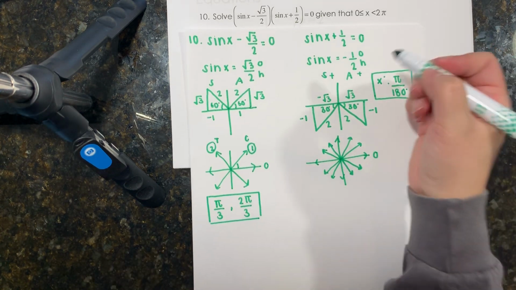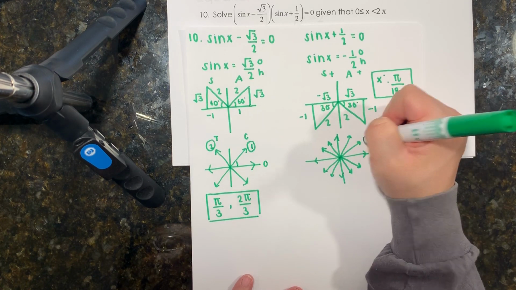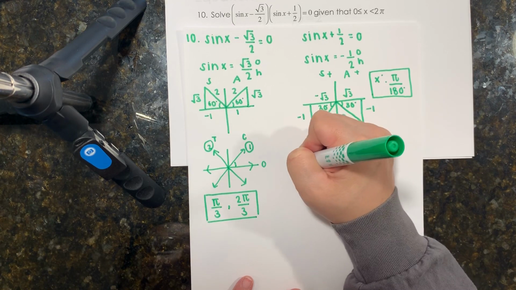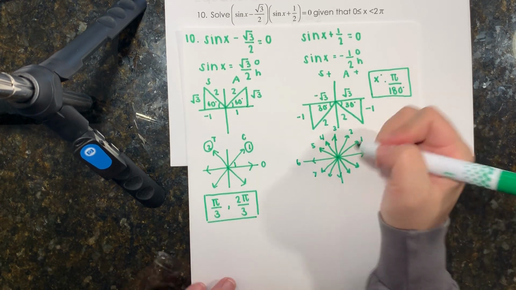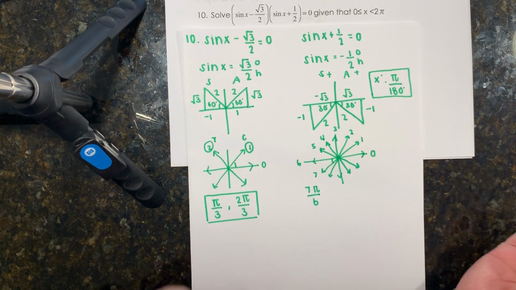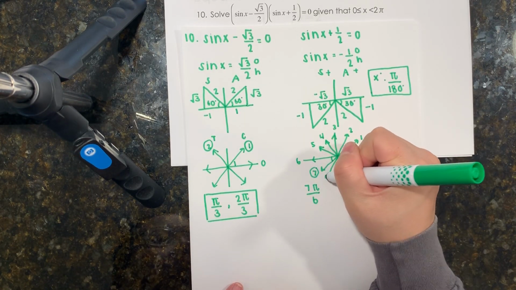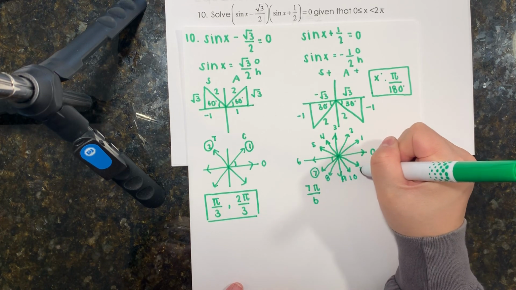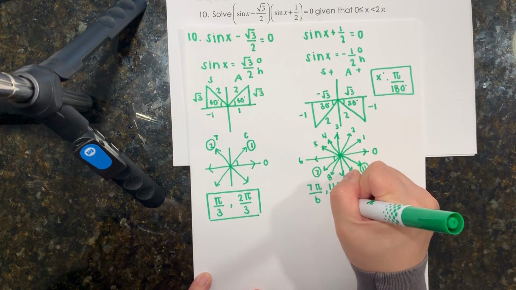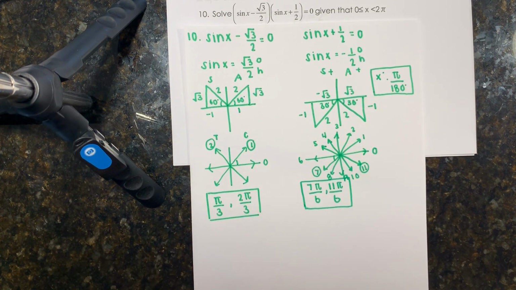The next one is going to be in quadrants 3 and 4. And starting at 0, this would be 1, 2, 3, 4, 5, 6, and my 30-degree angle would be at 7, and that would be 7 pi over 6. Now my last one is in quadrant 4, so 7 was my first one, then 8, 9, 10, and then 11. So my second one would be at 11 pi over 6. And that would be your result for both of those.